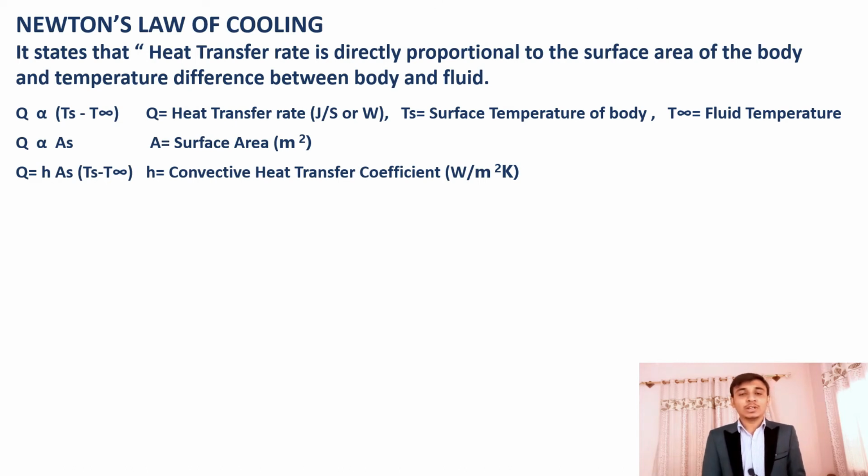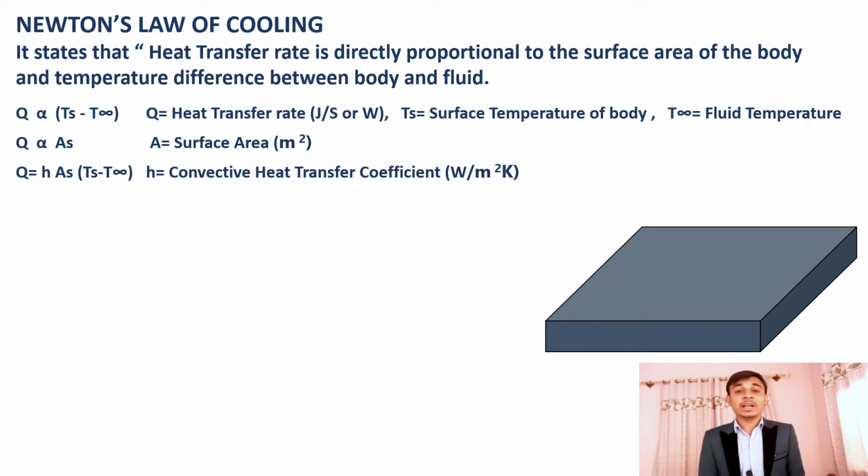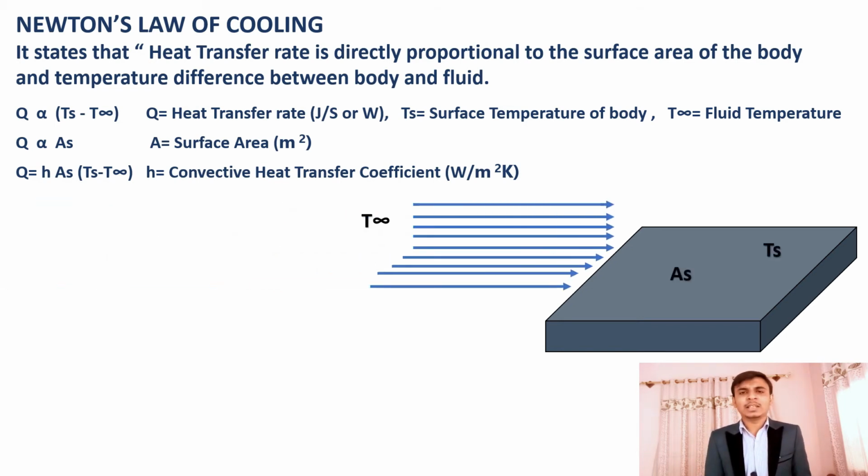Now let's understand Newton's law of cooling with the help of an example. We have a body having surface area As and the temperature of the surface is Ts. Now let's say our fluid is moving over it like that, and let's say this fluid is air, having a temperature T infinity, so it is moving over your plate. Now if your plate is at a higher elevated temperature, then heat is going to be transferred from the plate or the body to the fluid, and vice versa in the other case.